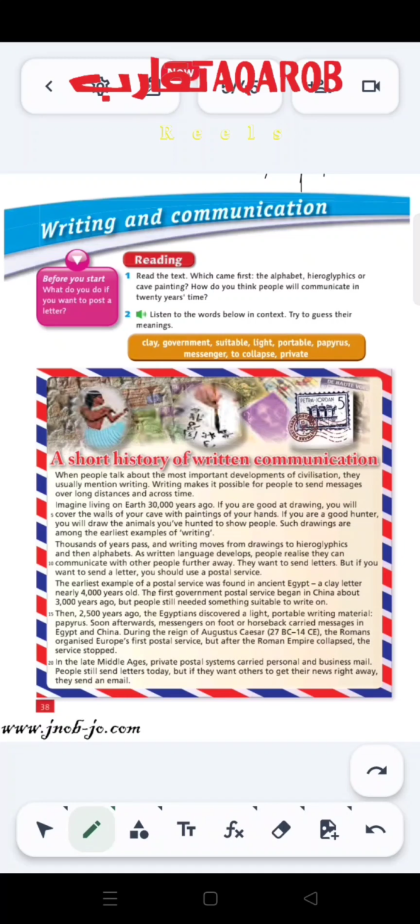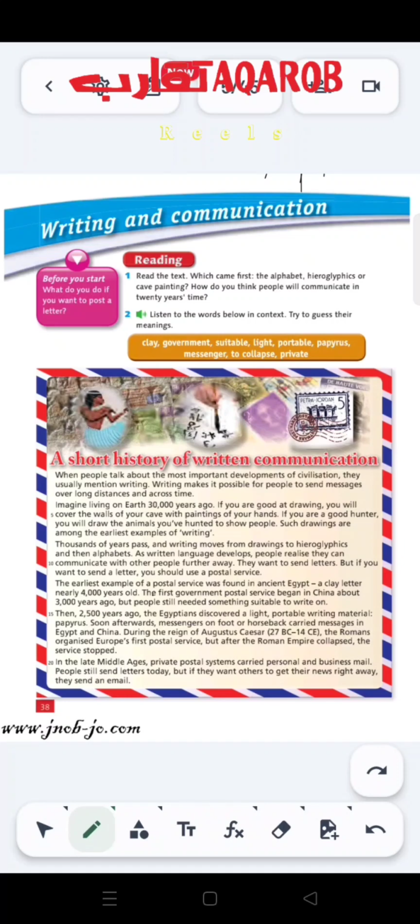Soon afterwards, messengers on foot or horseback carried messages in Egypt and China. During the reign of Augustus Caesar, 27 BC till 14 CE, the Romans organized Europe's first postal service. But after the Roman Empire collapsed, the service stopped. In the late Middle Ages, private postal systems carried personal and business mail. People still send letters today, but if they want others to get their news right away, they send an email.